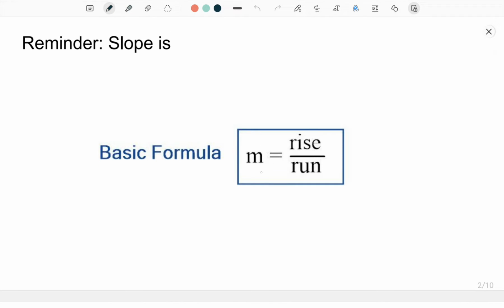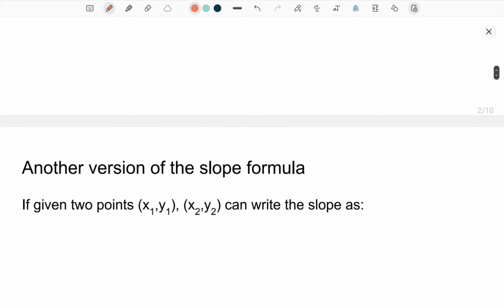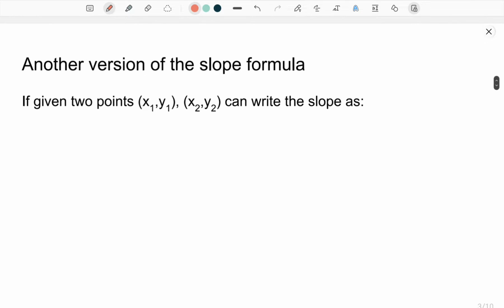So we've seen the formula rise over run, and we use the letter m to represent slope. So that's what we start off with. And we looked at that in various contexts. When we were given a graph, we were able to count how far to the right did we go, how far up did we go, and use that to figure out the slope value of that particular graph. So let's continue on, and let's see another version of the slope formula.